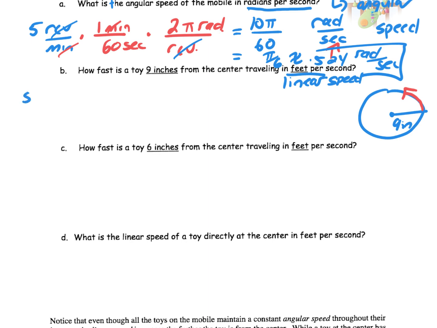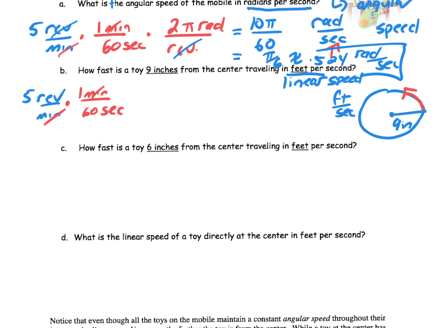So we were given an angular speed of 5 revolutions per minute, and now we want to convert this to feet per second. So let's do conversion by conversion, see how we can convert this. So we want to get from minutes to seconds. So we can say in 1 minute, there are 60 seconds. So we've converted minutes to seconds.